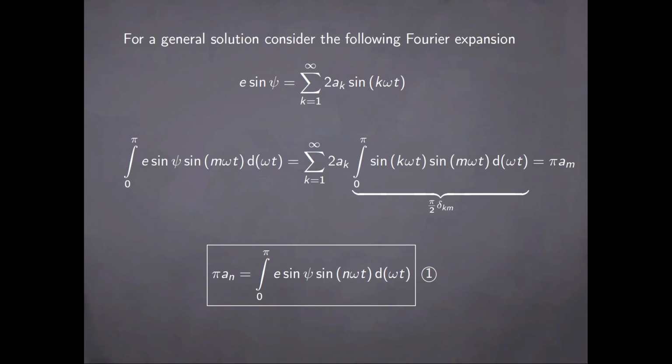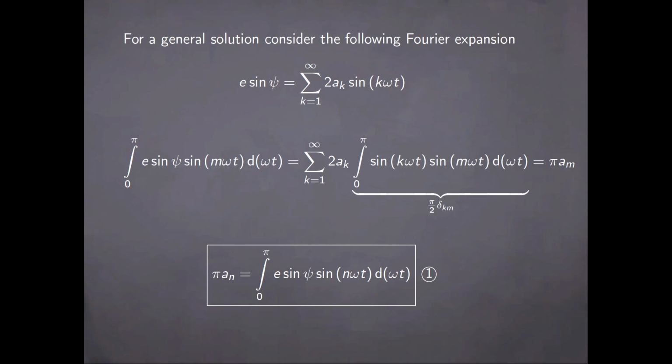And then if we replace e times the sine of the eccentric anomaly by the Fourier expansion, we end up with the integral here, which this one is just Kronecker delta. It contracts with the sum, and the conclusion is that for a given coefficient in the sum, a index n, its value follows from this particular integral.